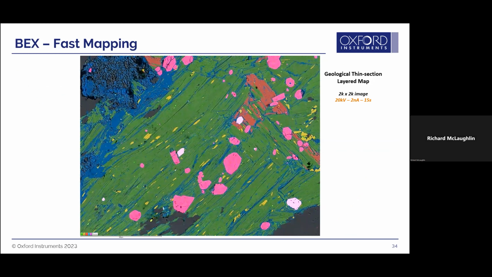BEX is also useful for fast mapping. This is a geological sample, and on the right you can see the description of it. That's a 2K by 2K image, a very high resolution map, run at 20 kV, 2 nanoamps, and that took 15 seconds. That's 500 microns, about a millimeter by a millimeter. You can imagine if you're going to map something measured in square centimeters, being able to collect that in 15 seconds means your large area maps are going to be collected very quickly.